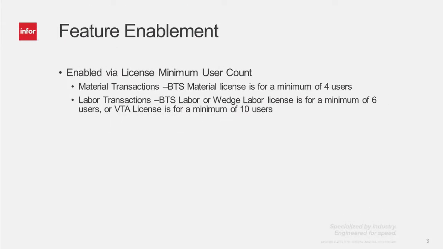The new material and labor reporting functionality is enabled via a minimum required user count for the BTS material, BTS labor, wedge labor, or visual time and attendance license keys. If the minimum required user count exists on these license keys, the material or labor transaction processing feature will be enabled in Shop Floor Mobile. Once enabled, there is no license restriction on the number of users which may use the shop floor transaction features.